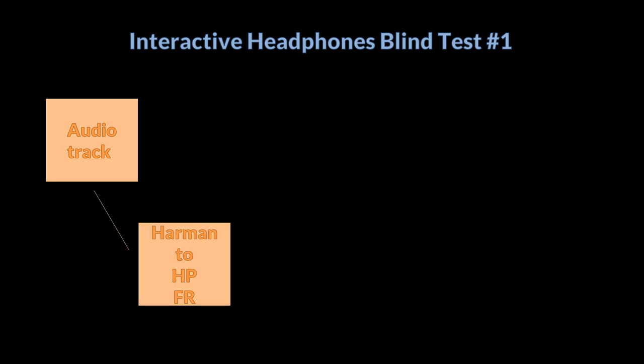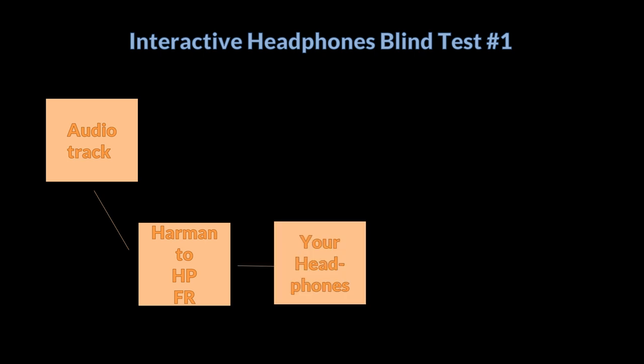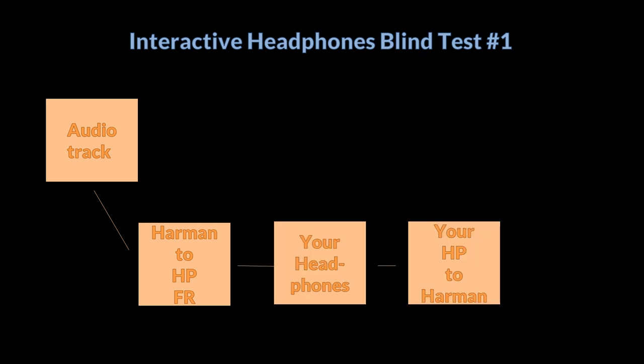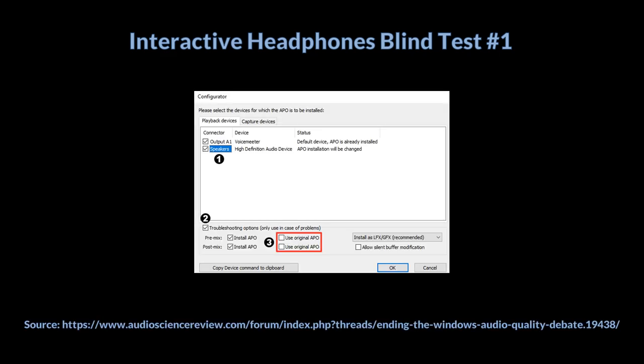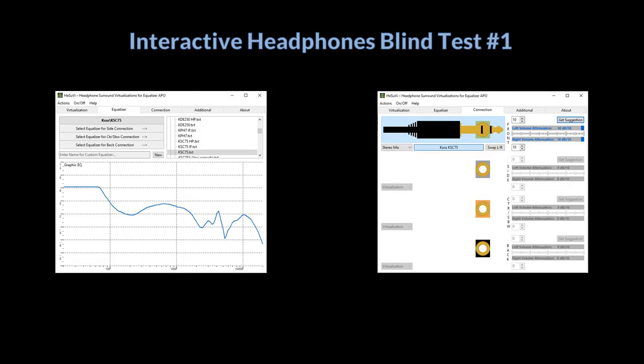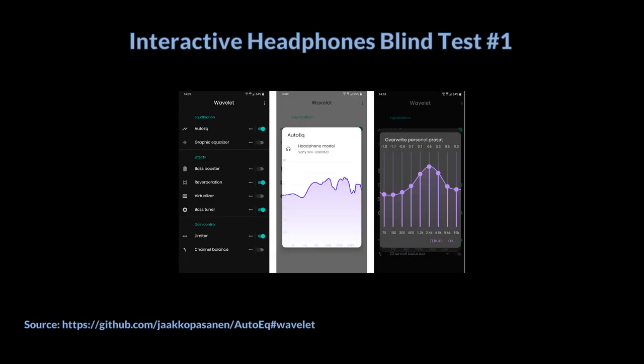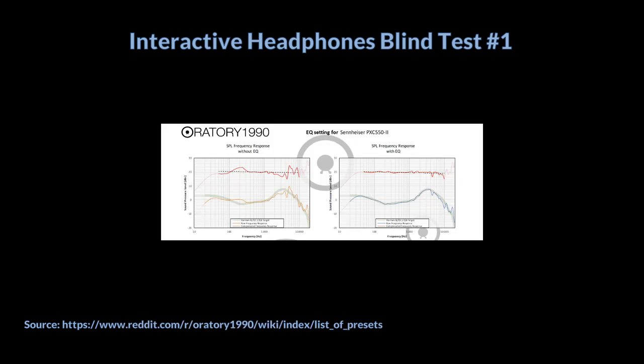Each audio track has been processed with EQ that translates the Harman target to each headphone's frequency response. If you EQ your own headphones to the Harman target, then it will work as a universal translation. For the easiest method, install EqualizerAPO HeSuVi for access to AutoEQ on Windows, or download the Wavelet app on Android. You can also manually input Harman EQ using Oratory 1990's presets in the software you wish. For a full list of software, please read the description.